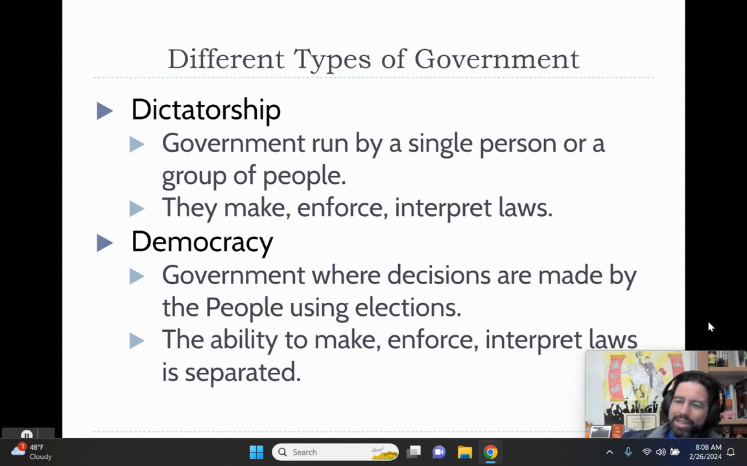A democracy is different. A democracy is a government where decisions are made by people using free and fair elections. And what usually happens in a democratic government is the power to make law, enforce law, and interpret law is separated out so no one group becomes too powerful, especially the group that is enforcing the laws, which are usually the leaders of the country. Sometimes they become too powerful and they become dictatorships.